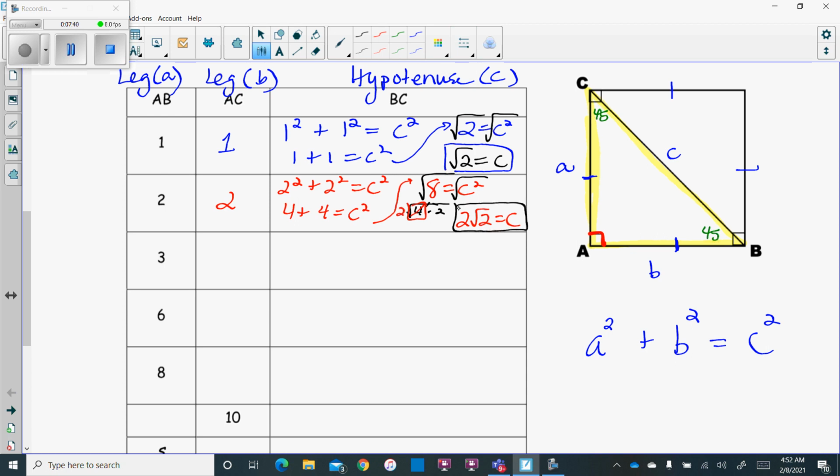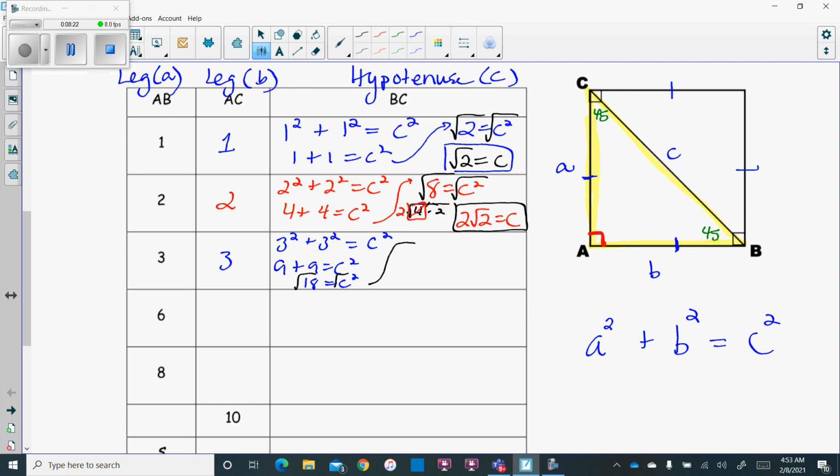And what we want to do is try to see a pattern here. You might have noticed it, but let's look at it if I went to a side length of 3. All right, guys, I know some of you could probably do this part mentally. So we're doing 3 squared plus 3 squared equals c squared. Well, 3 squared is 9, so 9 plus 9 equals c squared, which gives me 18 equals c squared. And then I have to take the square root of that, and this is when we have to simplify.